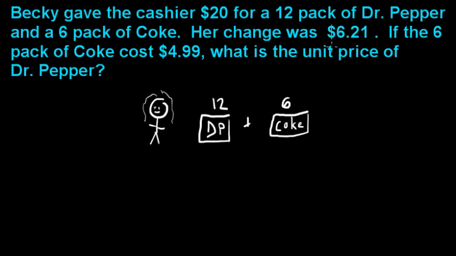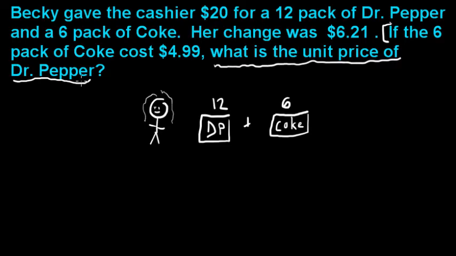So it doesn't tell us how much she actually spends. It just tells us how much she gave the cashier and how much change she got back. So we'll have to figure that out later. Now the question is what I really want to focus on first. The question right here is if the 6-pack of Coke costs $4.99, what is the unit price of Dr. Pepper? Okay. So check this out. The question is, what is the unit price of Dr. Pepper? That's going to tell us our WSQ right off the bat.